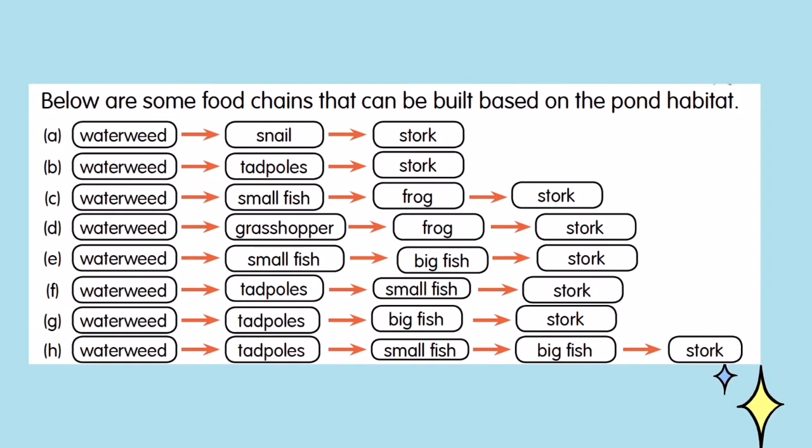Wow, there are 8 food chains that can be built from the pond habitat. Make sure you have written down all the animals and the possible food chains from the pond habitat. Now, let's make a food web.